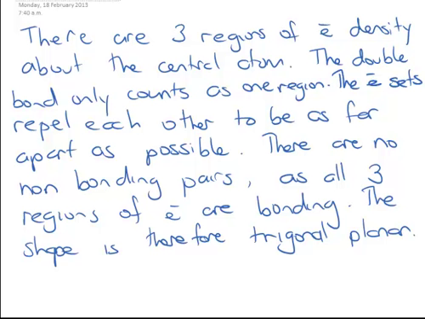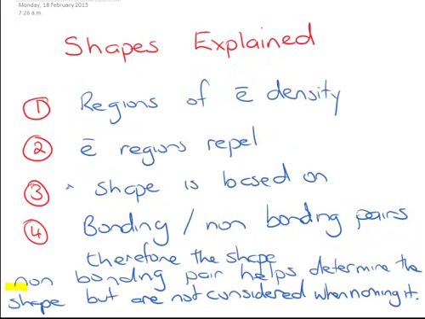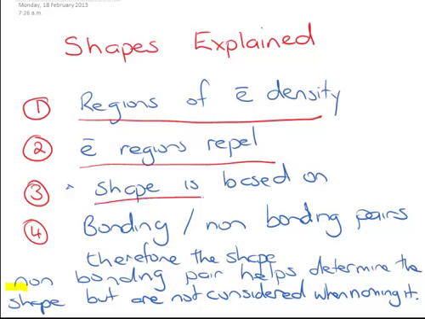Now if you follow that simple format of talking about the regions of electron density, how electrons repel each other to be as far apart as possible to maximum distance, what the shape is based on if it's relevant, and I'd say that if there was a non-bonding pair there, how many bonding and non-bonding pairs or regions there are, and what therefore the shape is, whatever the shape will be in that example.